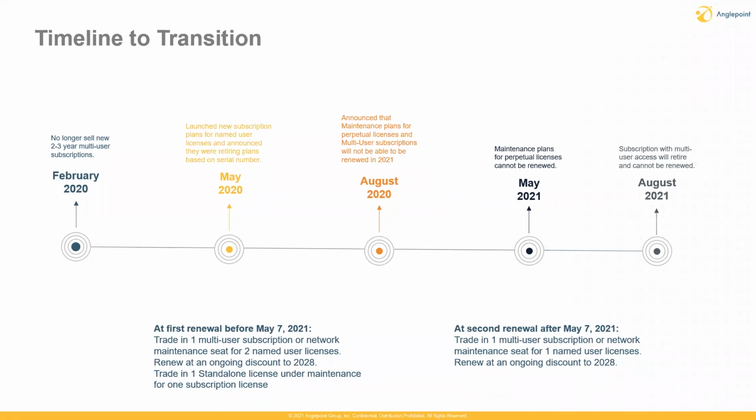And then we also have our trade-in offers timeline. So at the first renewal before May 7 this year, customers can trade in one multi-user subscription or one network maintenance seat for 2 named user licenses. And then customers can also trade in one standalone license under maintenance for one named user subscription. At the second renewal after May 7 this year, you can still have trade-in options. However, these are less desirable. So you will have one multi-user subscription or one network maintenance seat for one named user license.